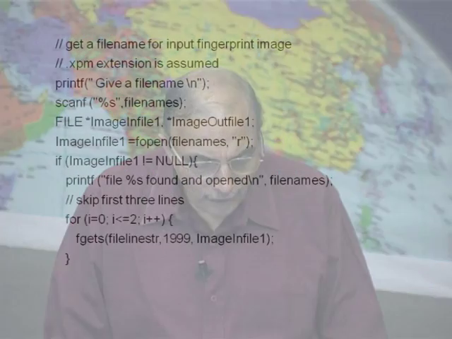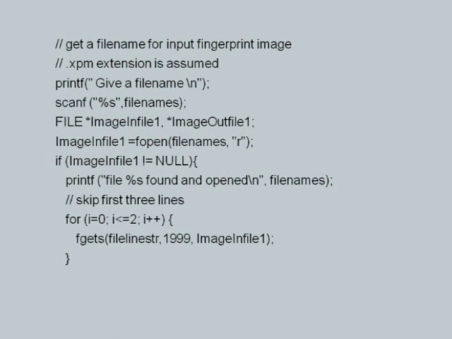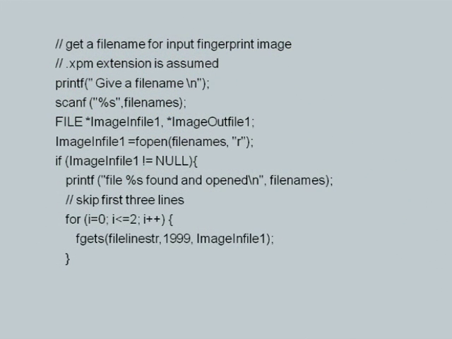However, only if image in file 1 is not equal to NULL do I proceed further. Why this NULL? Well, a null pointer indicates some sort of problem in the operations. In this particular case, if a file pointer ever becomes null, that means it is unable to find or locate the file or hold the file. Otherwise, I say the image file is found and opened.